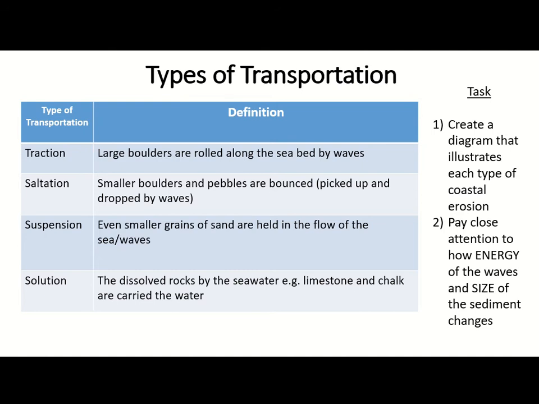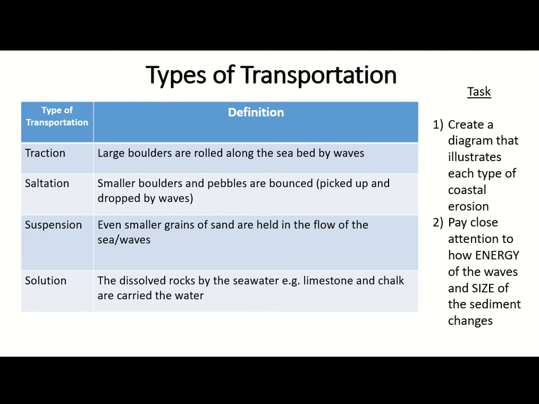Saltation is for the sort of next size of sediment down. It requires a bit less energy, and these are the smaller boulders and the pebbles and sometimes bits of sand, large bits of sand, which can be picked up by the waves but not carried forever. So they get picked up and dropped and picked up and dropped and picked up and dropped, and that causes them to look a bit like they're bouncing actually, but they're not. They're just getting picked up, dropped. So it's smaller than the big boulders that need to be rolled and never leave the seabed, but the sea and the waves are not able to pick up the sediment forever, so they pick it up and drop it.